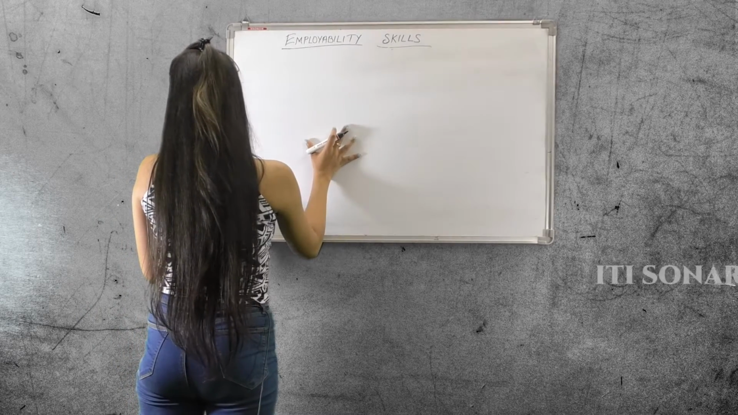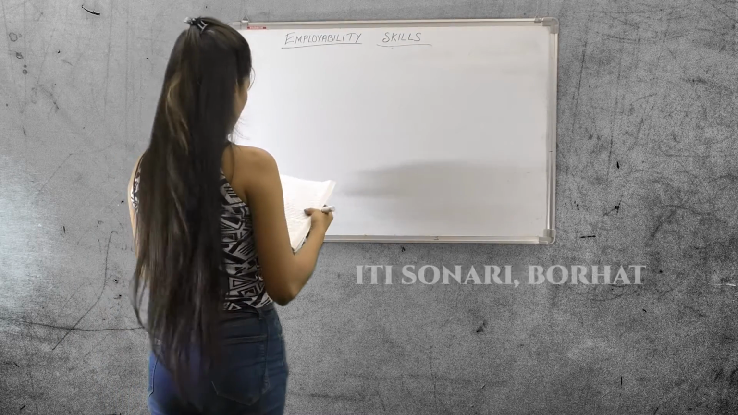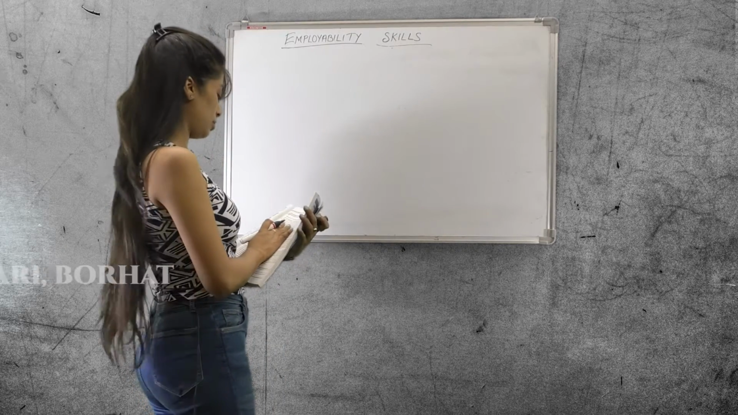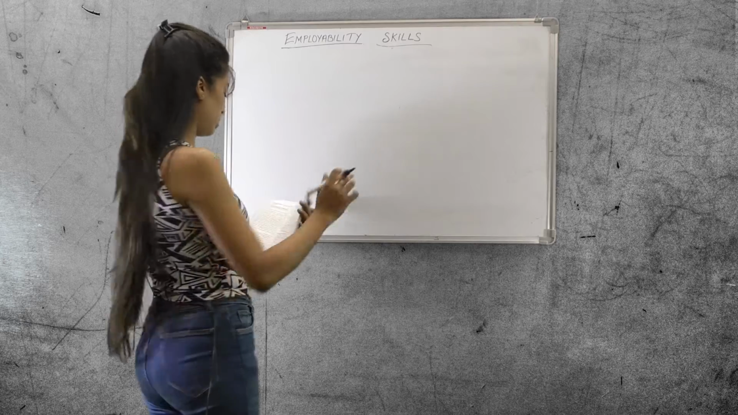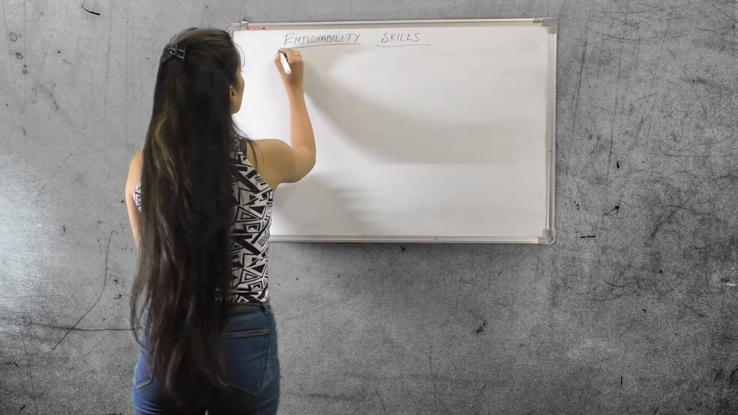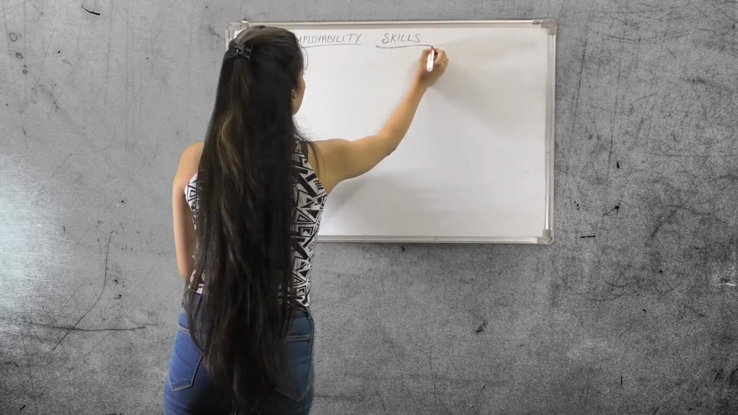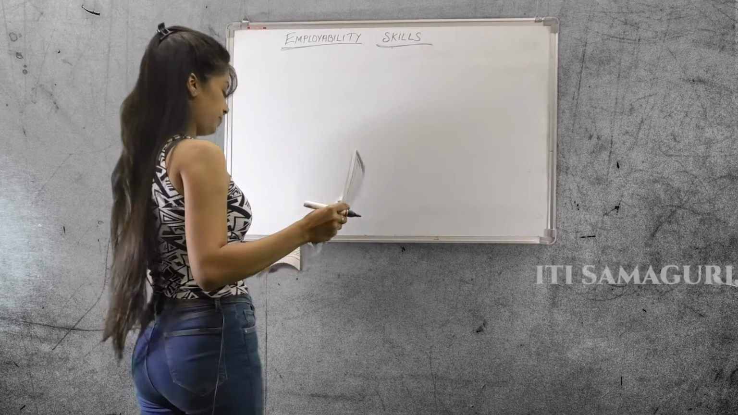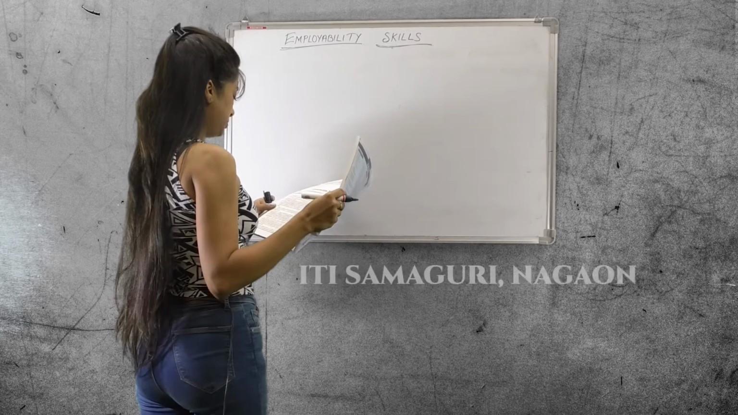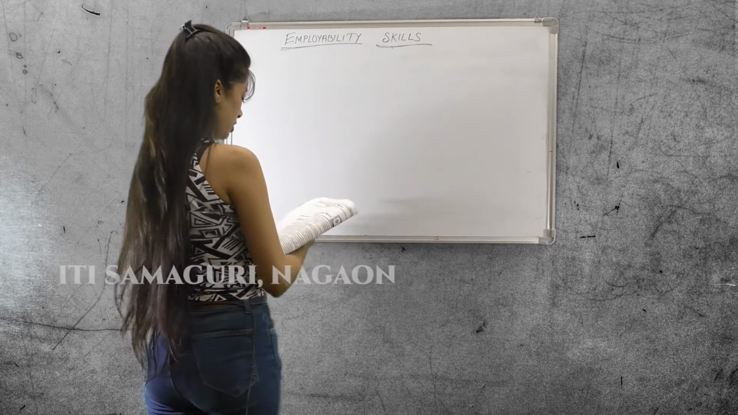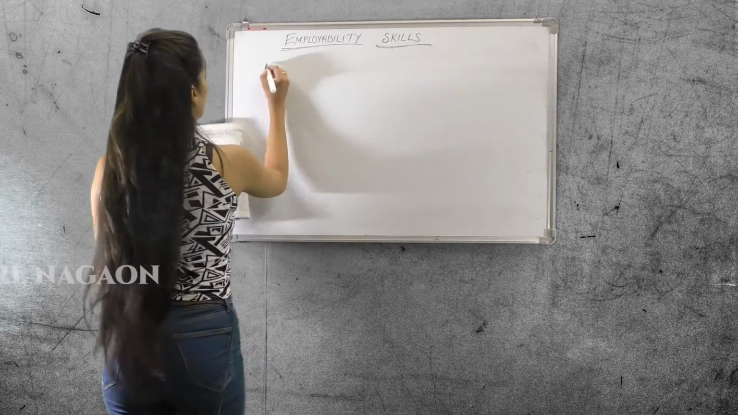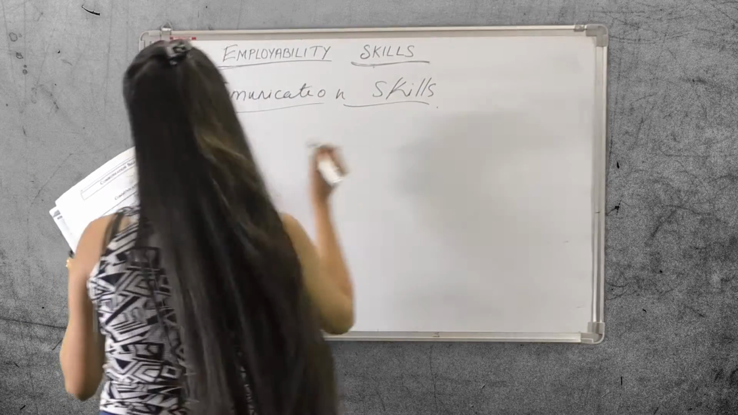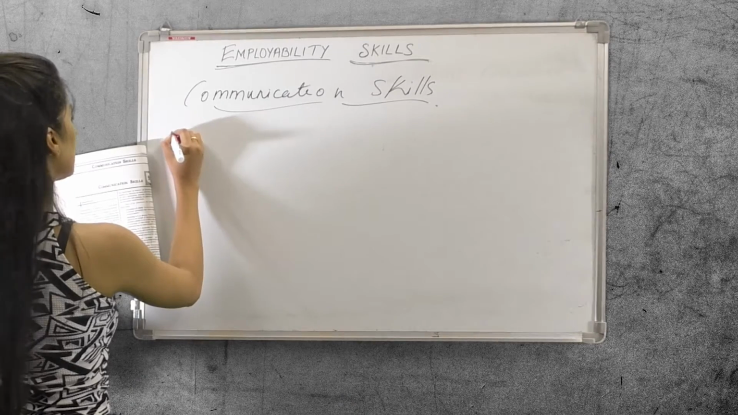Let's first understand what are the basic parts or the important points of communication and why it is necessary in an organization. Communication is a systematic process.